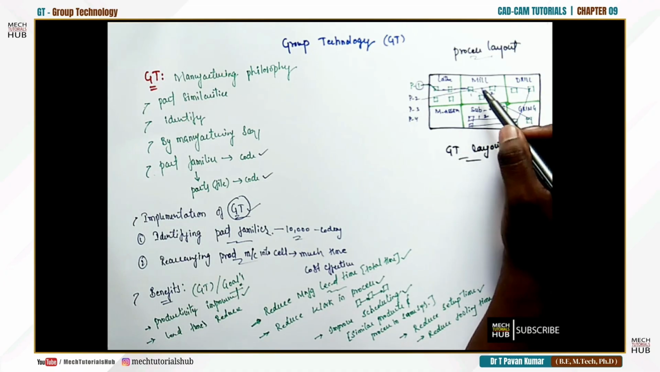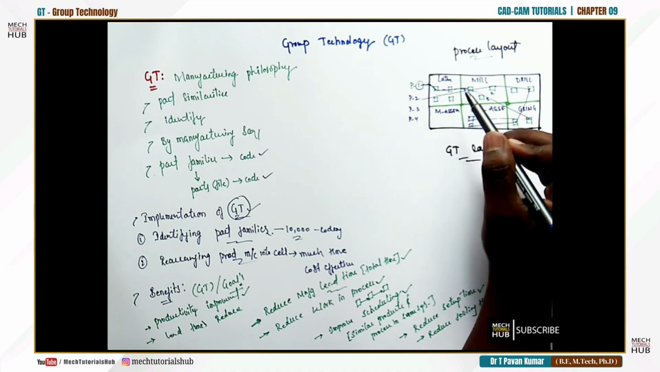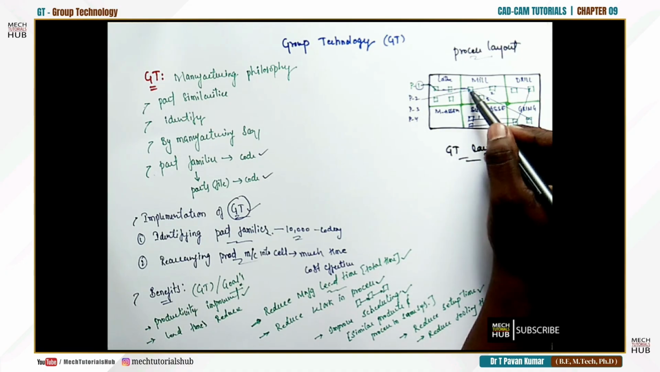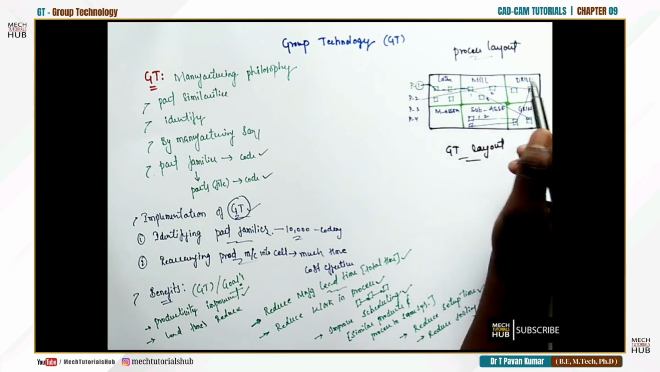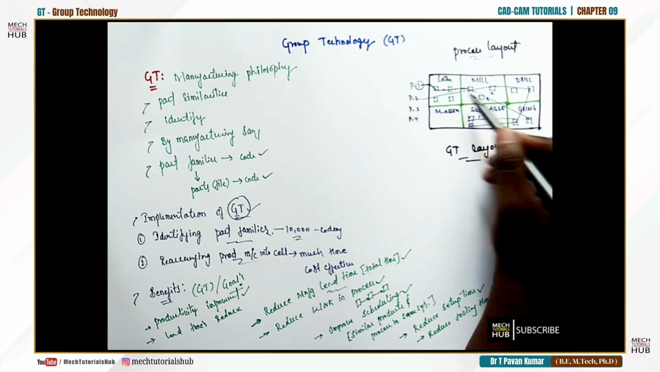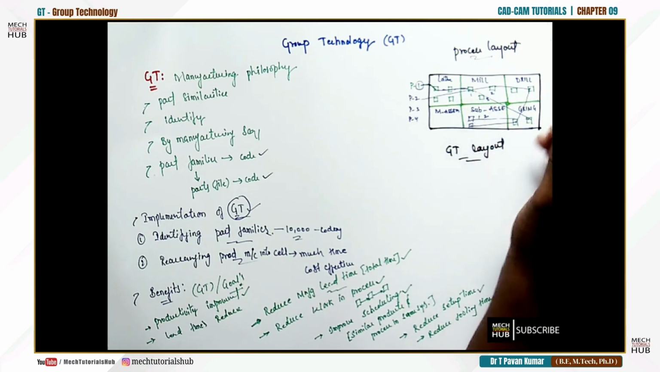And one more problem is, if a few machines are very busy, then the part has to wait for the machine to become vacant. Until then it has to wait. That is one more drawback. Similarly, we have many more drawbacks in this process layout.